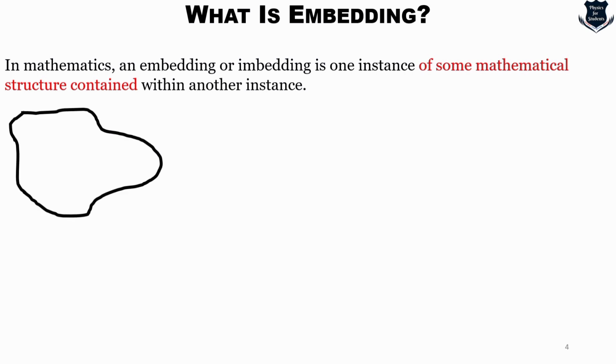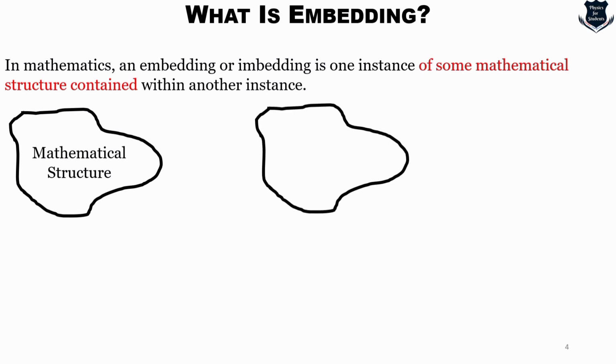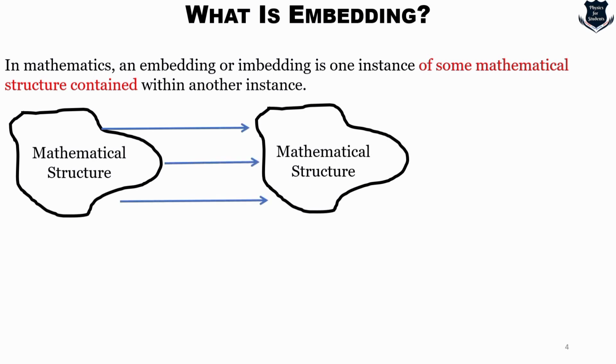For example, this is a mathematical structure. Now, when I say that it is a mathematical structure, it can be any structure. It can be even simple addition, multiplication, subtraction. It can be even a field. It can be a topology. It can be anything. Let us imagine this to be a mathematical structure which obeys certain axioms, rules, etc. And we get another mathematical structure which is this one. So we are trying to embed one mathematical structure into another.